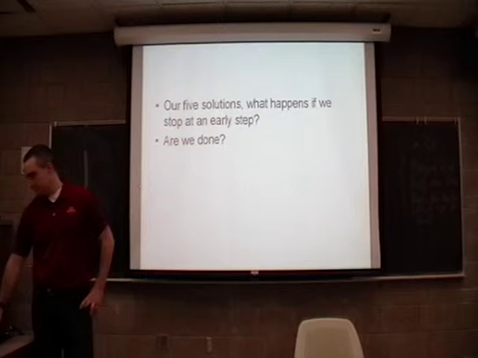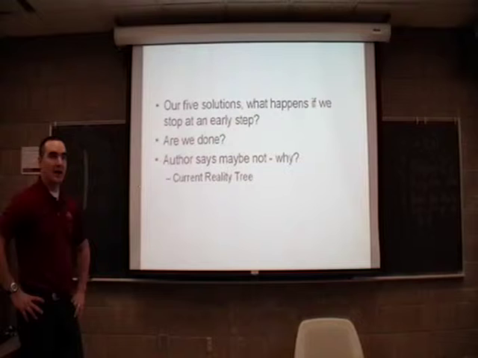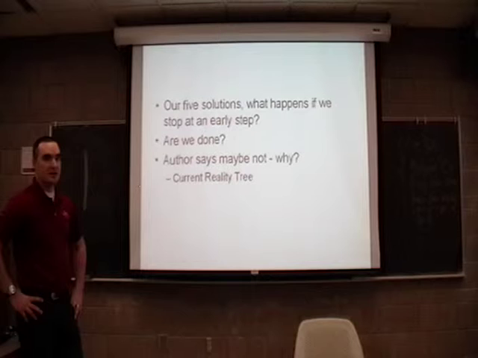The author says, well, maybe not. The author of the reading goes into something called the current reality tree. It's just basically taking the five whys and bringing it out to a 20-step process. Looking over it, it's a pretty robust iteration process. We're not going to cover it here.